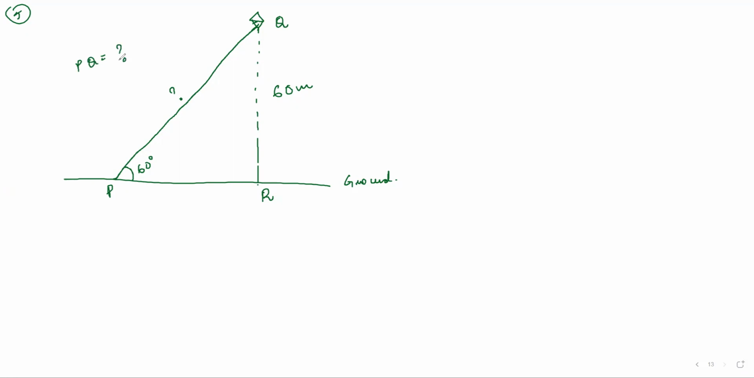Now what do I have? I have perpendicular. I want hypotenuse. Which ratio should I use? Sine. Good. So sine of 60 is perpendicular, that means QR by PQ, the hypotenuse. Sine 60 is root 3 by 2.